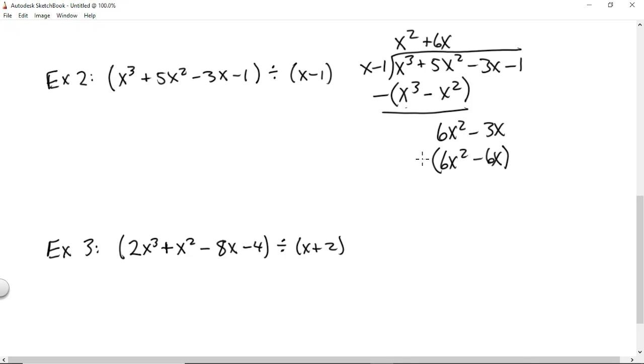Subtract that. 6x squared minus 6x squared is 0, like it should be. Negative 3x minus negative 3x. That's negative 3x. I'm sorry. Negative 3x minus negative 6x. And remember, this minus out here is why it's negative 3x minus a negative 6x. So that's negative 3x plus 6x, right? And that is 3x.